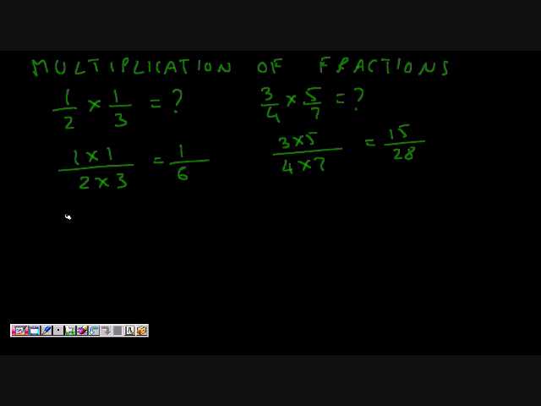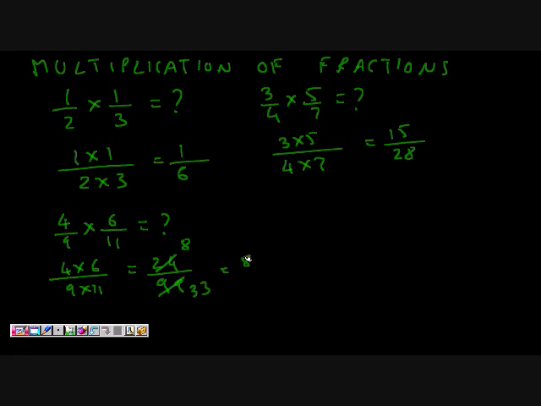Okay, let's take one more example. 4 by 9 into 6 by 11. This is equal to 4 into 6 divided by 9 into 11, which is 24 by 99. If you notice, 24 and 99 are multiples of 3, so we can write 3 goes into 24 8 times and 3 goes into 99 33 times, which is 8 by 33.